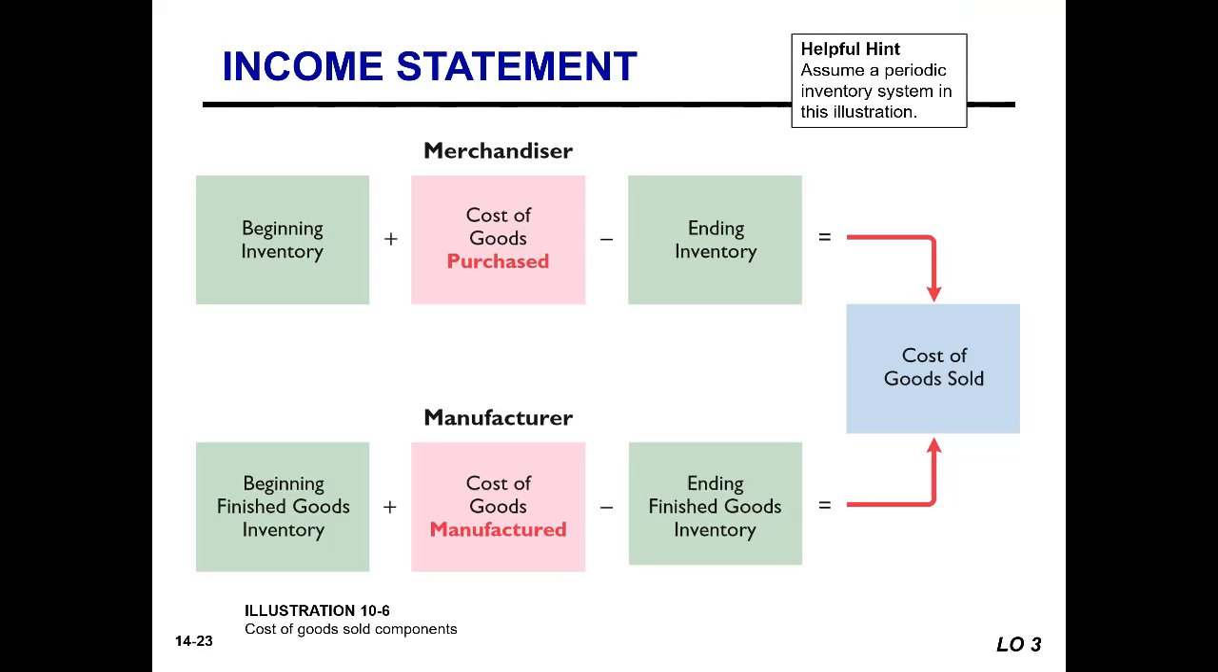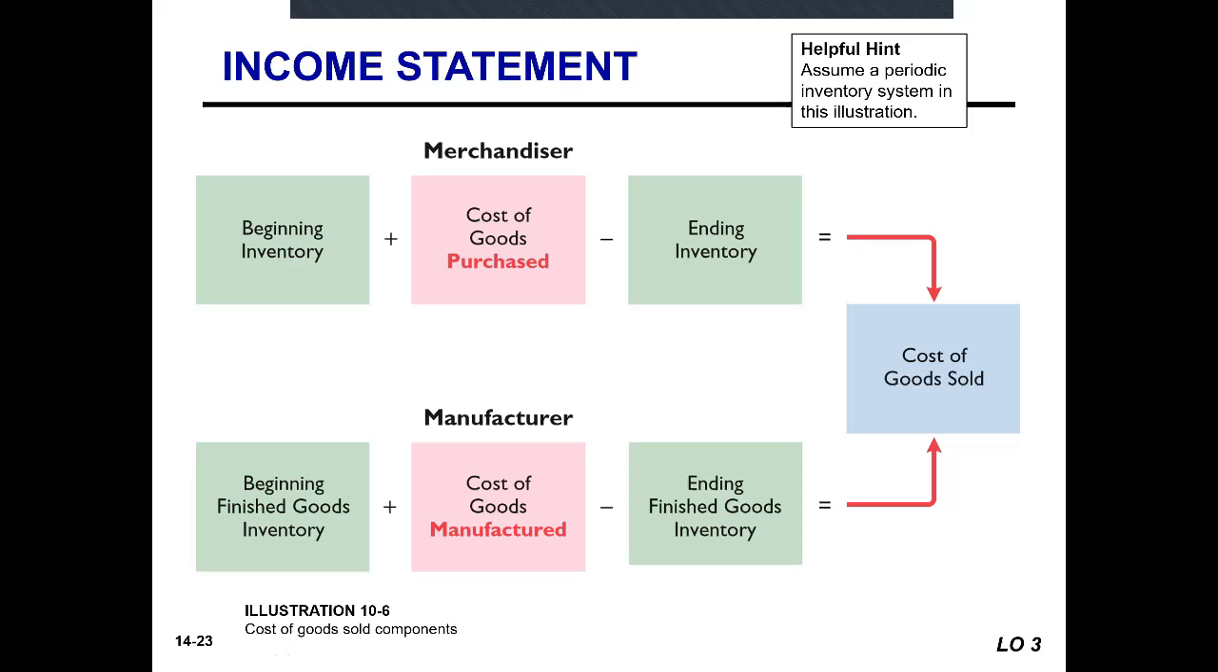So as a merchandiser, I have beginning inventory plus my cost of goods purchased because I'm adding to the inventory after I buy it. And then whatever I have left in inventory is what I have not sold. So the difference between beginning inventory plus cost of goods purchased and ending inventory, I must have sold it. Or it broke, or it was damaged, or we sent it back.